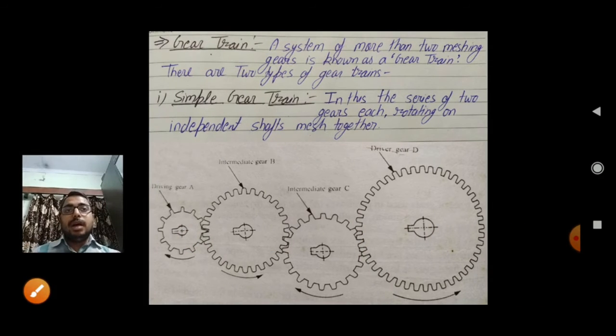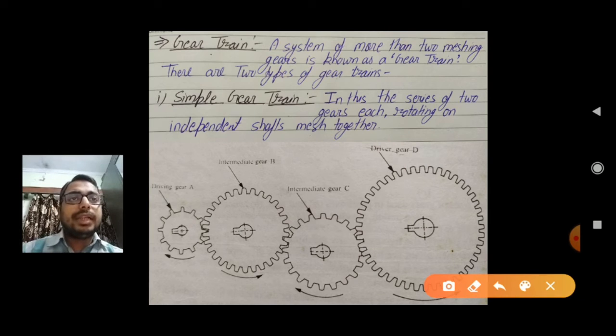Now I am going to explain what a gear train is. A system of more than two meshing gears is known as a gear train. Just as a train is formed when a number of bogies are attached in a system, similarly, when a number of gears are attached one after another with each other, it is known as a gear train. Such gears may be two or more than two.